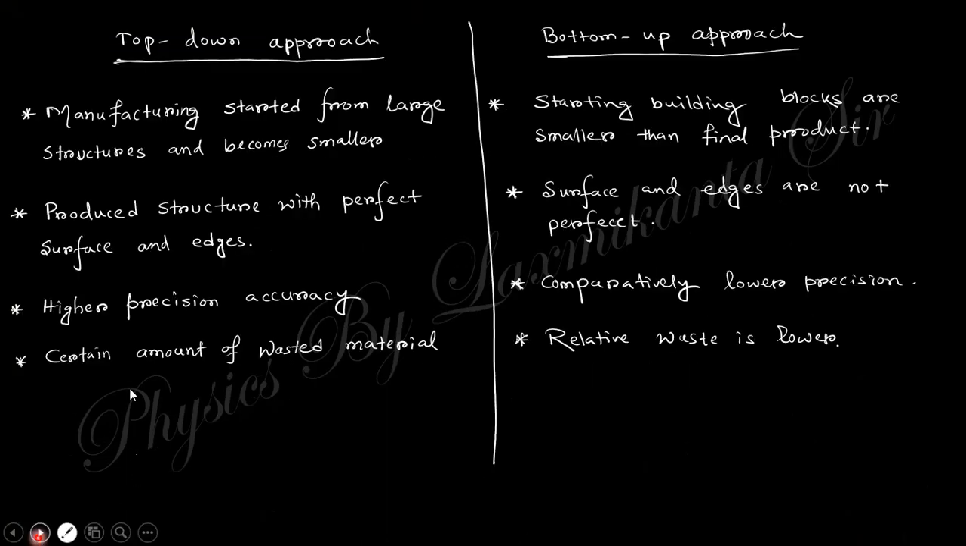Next, the difference is that in the top-down approach, manufacturing starts from a large structure and becomes small, whereas in the bottom-up approach you start with building blocks smaller than the final product. This is from small to large product. The top-down approach produces structures with perfect shape and edge, and in the bottom-up approach the surface is not perfect. The accuracy in the top-down approach is higher compared to the bottom-up approach, and there is a certain amount of wastage of material in the top-down approach due to etching and so on. So wastage is greater in the top-down approach.